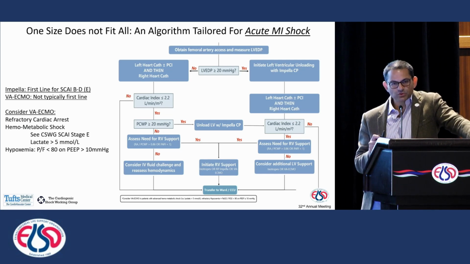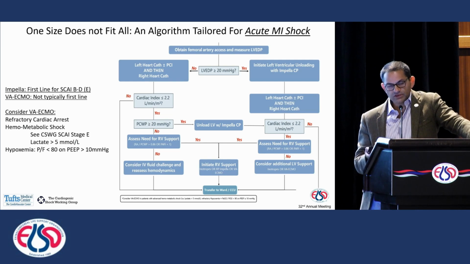And so I think it's important to recognize, when we ask what the algorithm is, that one size does not fit all. An algorithm tailored to acute MI shock is required. And usually in these scenarios in our institution, Impella would be first line for SCAI B through D. And I'll put E in parentheses because there are shades of gray between D and E.